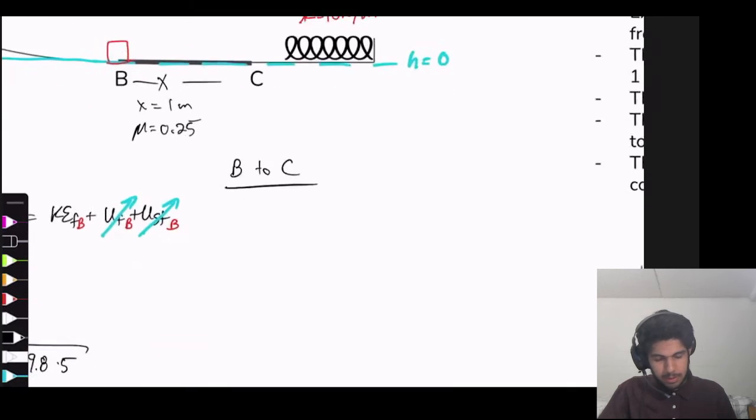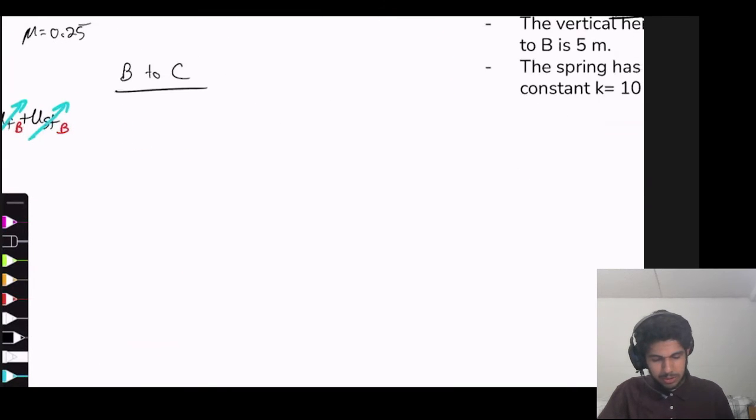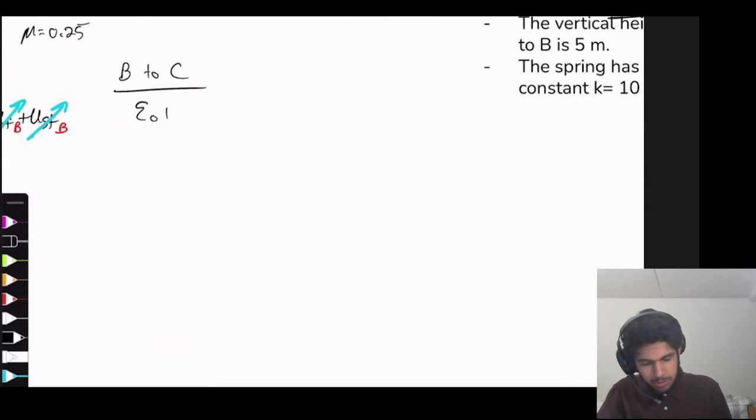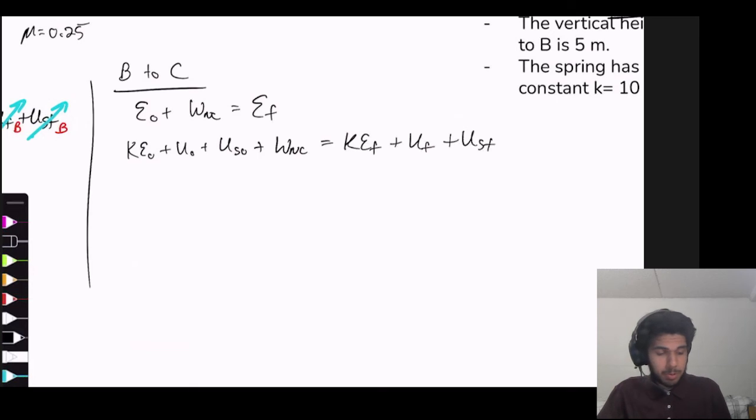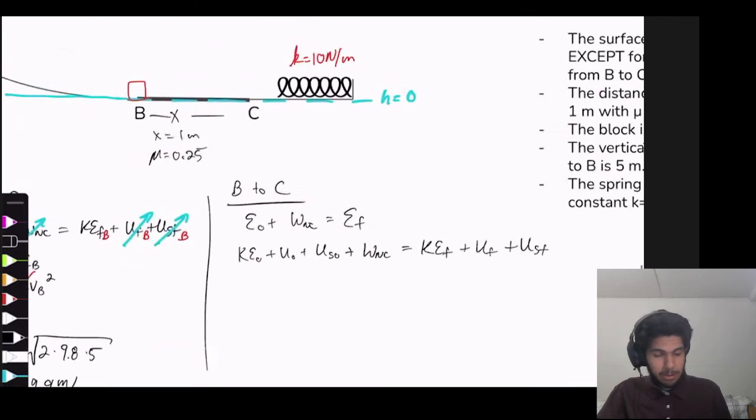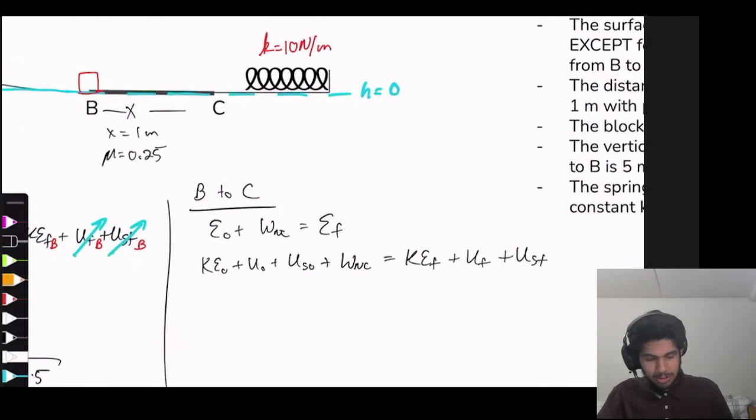Okay. So let's use conservation of energy once again. E initial plus work non-conservative is equal to E final. KE initial plus U initial plus U spring initial plus work non-conservative equals KE final plus U final plus U spring final. And again, what we're going to do is just think about, are any of these quantities 0?